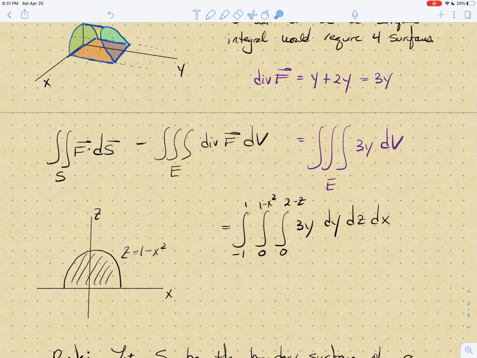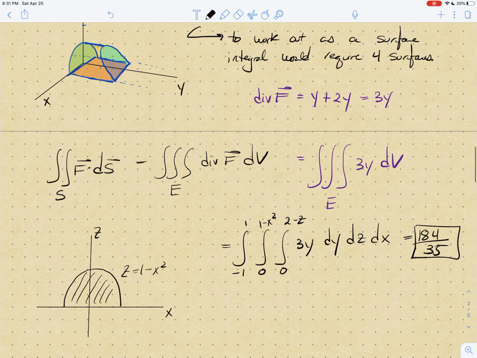Now, in some of the videos I've been working out some of these examples, trying to give you lots of detail. This one I'm not going to. This is all relatively clean. It's just a polynomial. Everything is really not too bad. So I would encourage you to pause the video and work this one out yourself. And when you do that, you should come up with 184 over 35. So not only is that the triple integral of the divergence, that's also the flux.